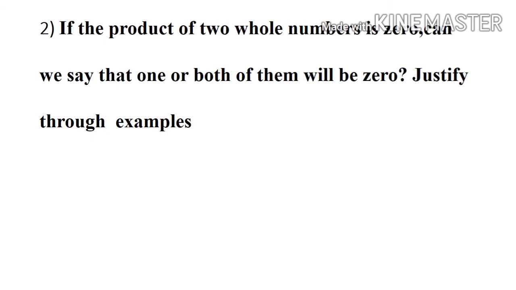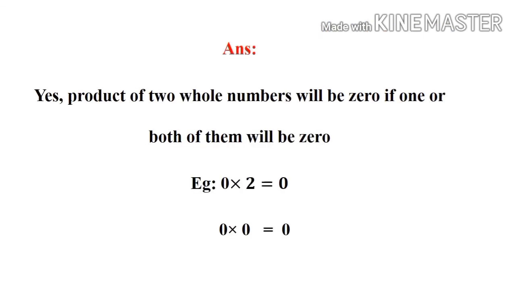Justify through examples. For example, A I am giving you 5 and B I am giving you 0. When you multiply 5 into 0, what is the answer? 0. So one number is 0, the operation is multiplication, and your answer is also 0. If I am giving A also 0, B also 0, what will be the answer? 0. So now we are going to justify this using examples.